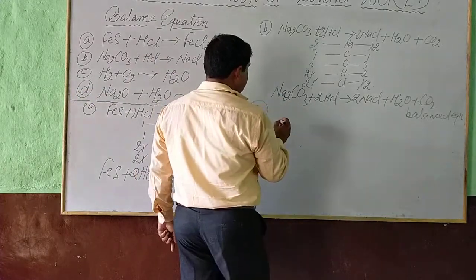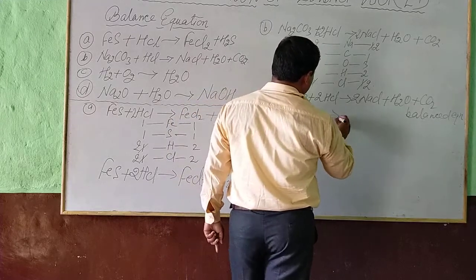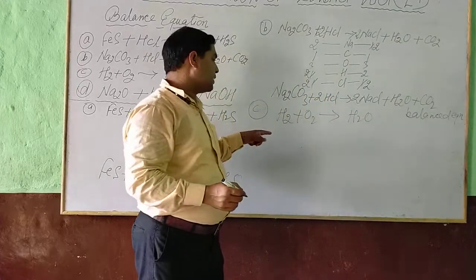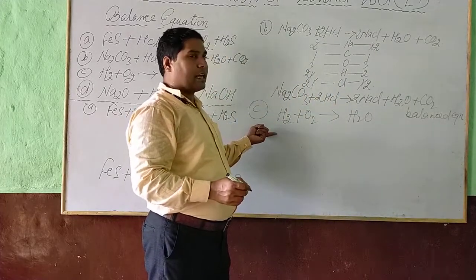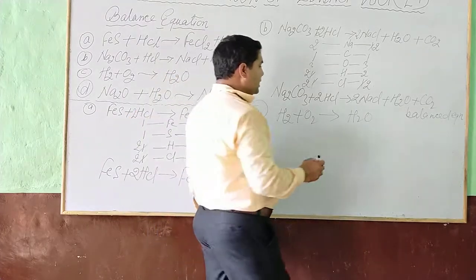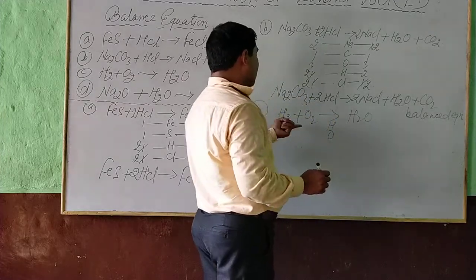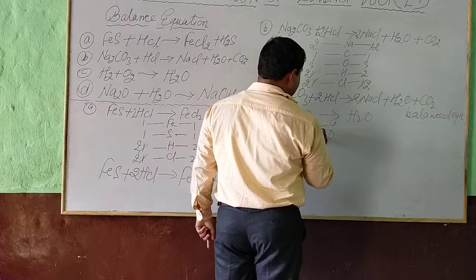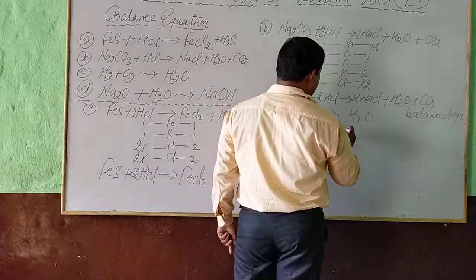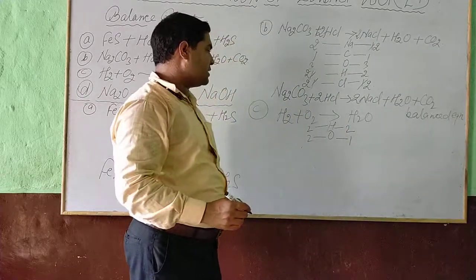Next we will see question number C, dear student. Question number C: H2 plus O2 becomes H2O. You see here the elements present in the chemical equation are hydrogen and oxygen. So we write here hydrogen and oxygen. Hydrogen and oxygen number in the reactant side is 2, 2, whereas in the product side hydrogen is 2 and oxygen is 1.